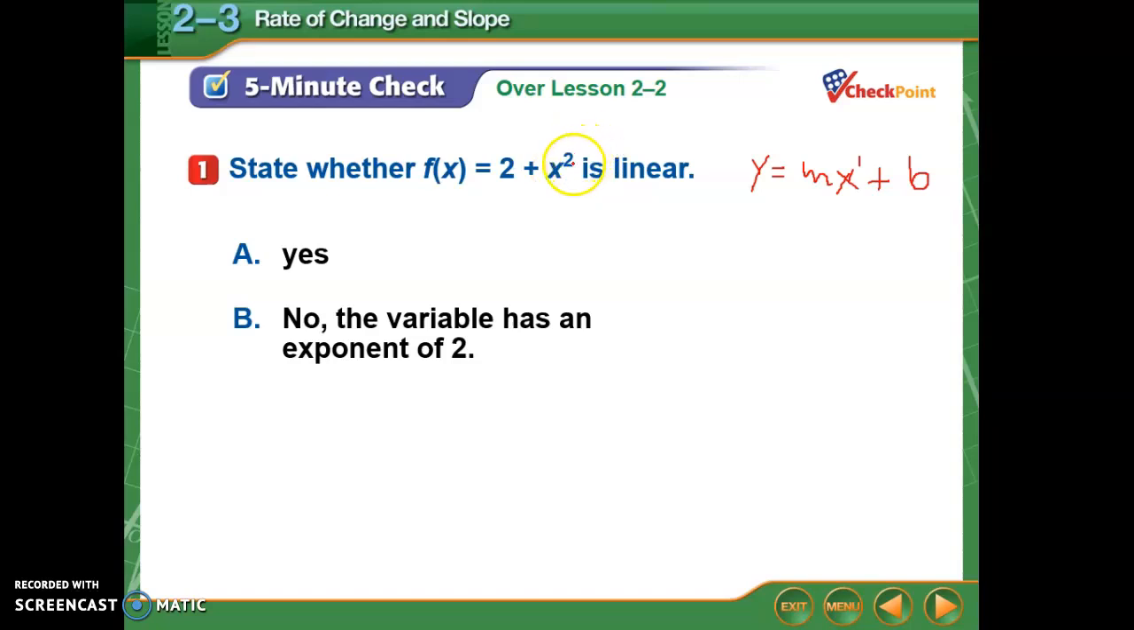So here we take a look at the problem. Your exponent here is 2. So what do you think? Is this linear or not? Alright, so that is correct. No, the variable has an exponent of 2. This is actually a quadratic function, guys. You'll learn that later.